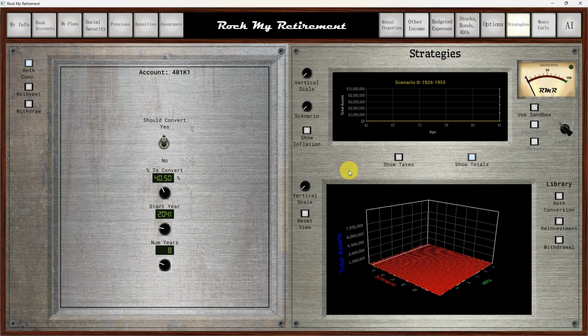Third, Rock My Retirement has a powerful AI optimization tool, and it can identify options for Roth conversions that you may find interesting and helpful. While there aren't enough years in your lifetime to manually experiment with all Roth conversion combinations, the AI optimization tool excels at finding very advantageous combinations that you may not discover manually.